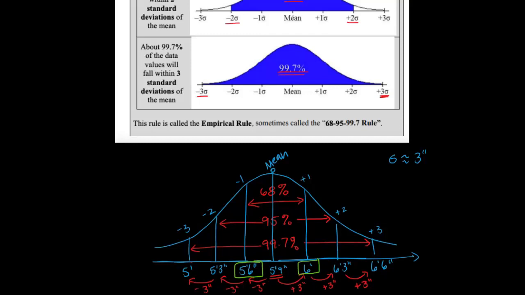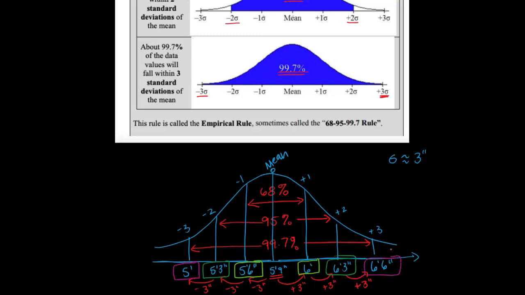It also says that 95% of men are within 2 standard deviations of the mean. So that would be 5'3" and 6'3". So 95% of men are between 5'3" and 6'3". And then this also says that 99.7% of men are going to be between 5 feet tall and 6'6".